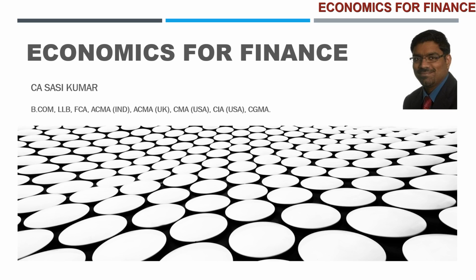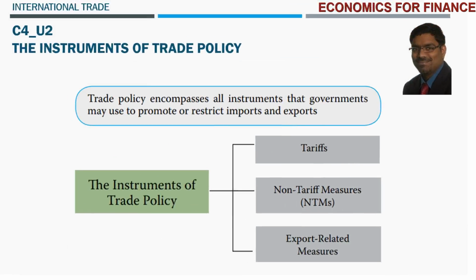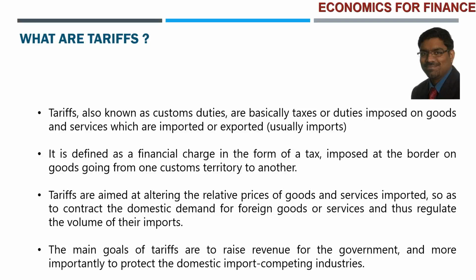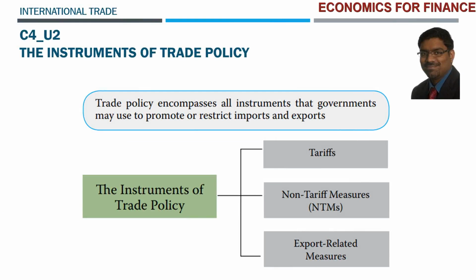After the discussion of various theories related to international trade, let us move on to Unit 2 of Chapter 4, consisting of instruments of trade policy. What kind of instruments the governments naturally use as part of the trade policy is the subject matter of this unit. So before going to various instruments, let us understand first of all what is a trade policy.